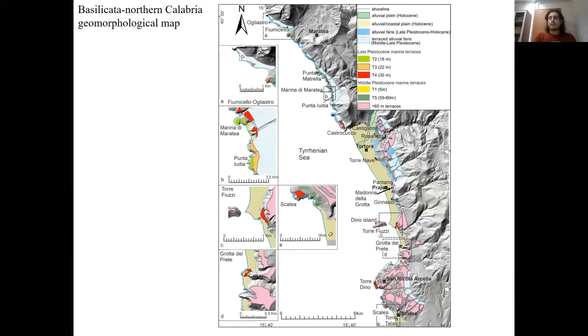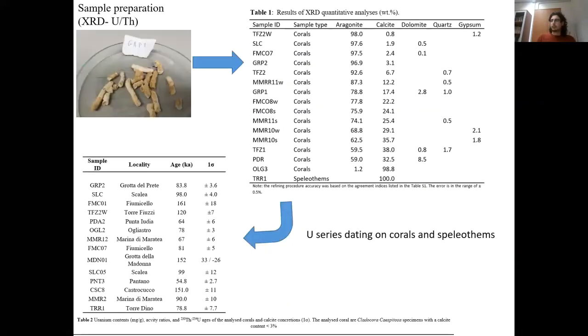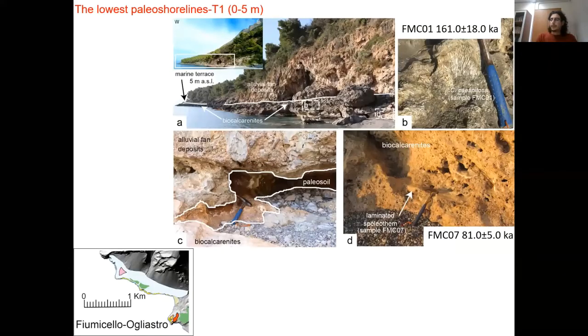In this case, the integration of geomorphological and Quaternary stratigraphy analysis on marine terraces and associated deposits allowed a reassessment of the paleo shorelines, standing a few tens of meters above sea level, in the range of 0 to 60 meters. Mineralogical and geochronological analysis has been carried out on corals and speleothems, starting from the lowest marine terrace up to 5 meters.